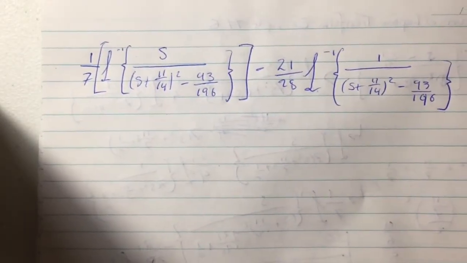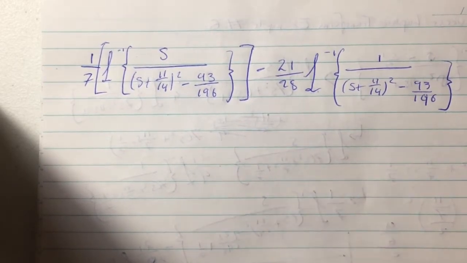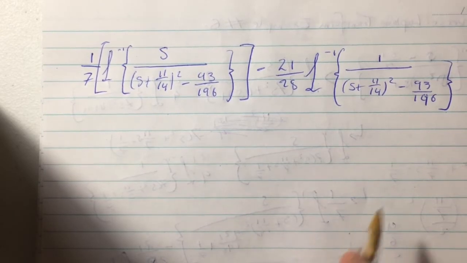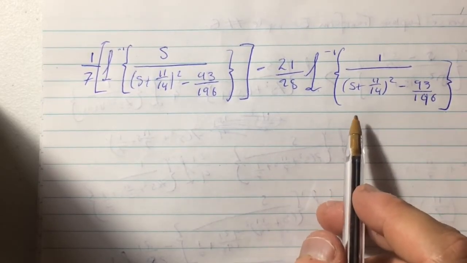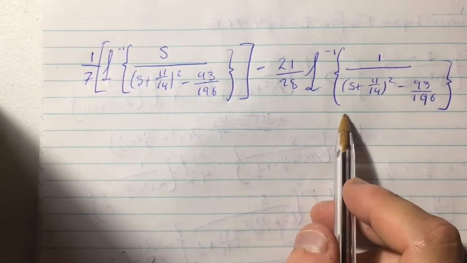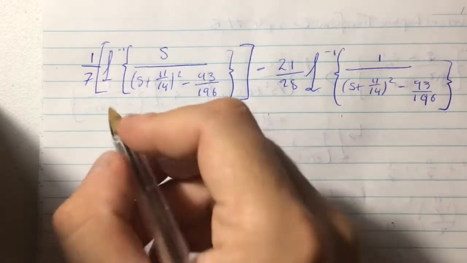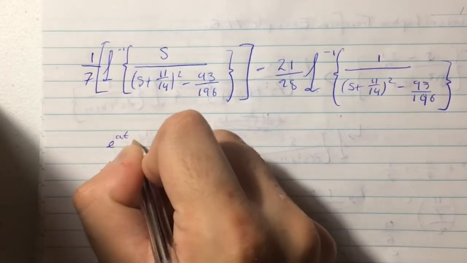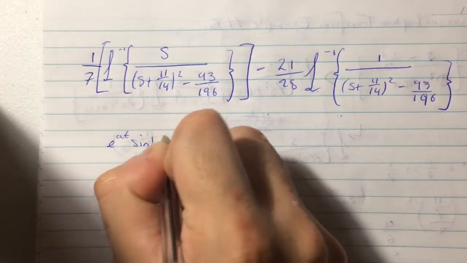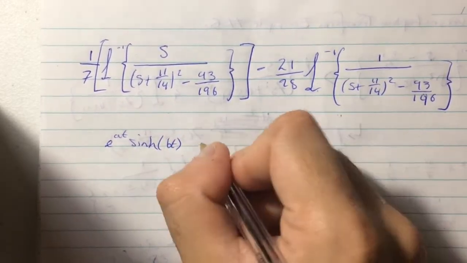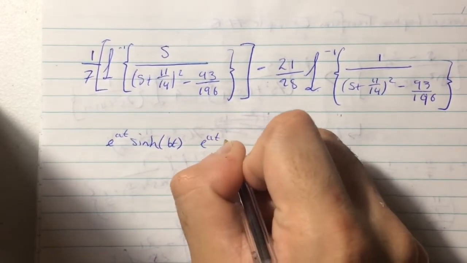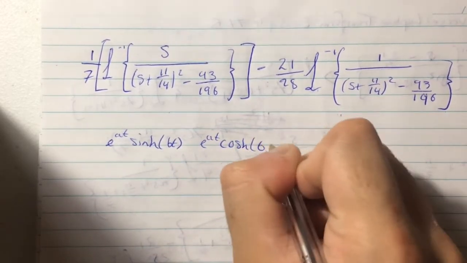Alright, so we're continuing on from the last video. So I was left with something that looked a little like this. What we've got here is something quite different to what I expected. I kind of made up this example. So I'm going to have an answer that's e to the at hyperbolic sine of bt, and I'm going to have an answer that's e to the at hyperbolic cosine of bt.